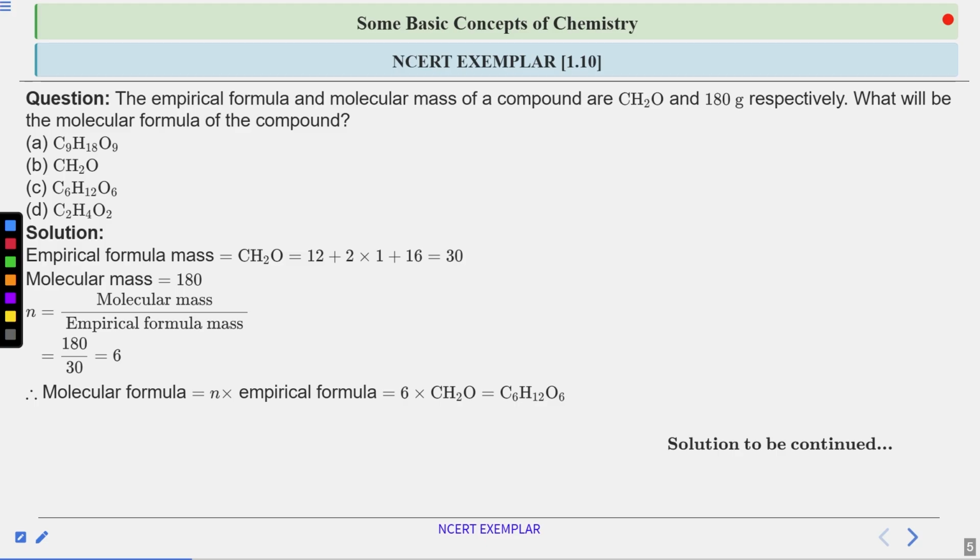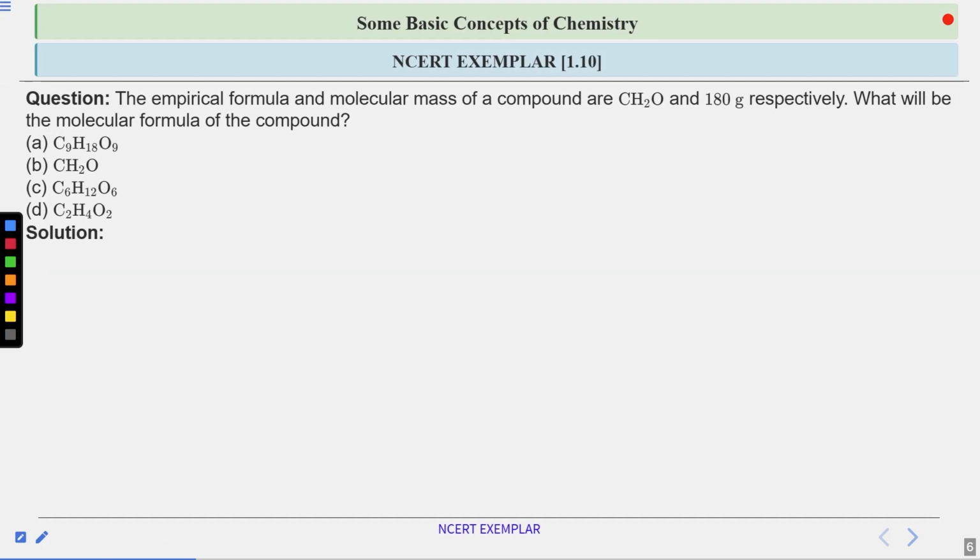Now multiply this 6 throughout the coefficient of each and every atom. So C, that is your carbon, has a coefficient of 1, so 1 multiplied by 6 will give you C6. Then for hydrogen it is 2, so 2 multiplied by 6 will be 12. And for oxygen it will be 6 multiplied by 1, which is 6. So this is your molecular formula. So we can say that the correct answer is C6H12O6.